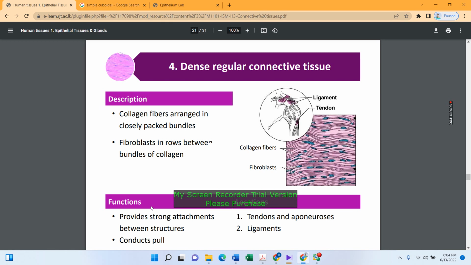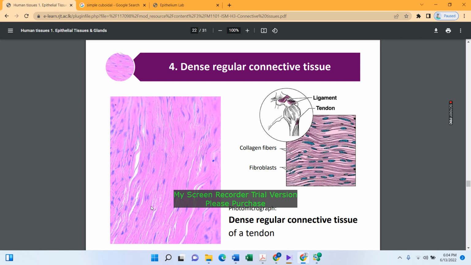So they are found in ligaments and tendons and aponeurosis. The function of it is to provide strong attachments between structures, and also conduct pull. So you can see in the dense regular connective tissue, this is the histological diagram. This is the dense regular connective tissue of a tendon. You can find these dense, closely packed collagen fibers, and between them you find the fibroblasts.